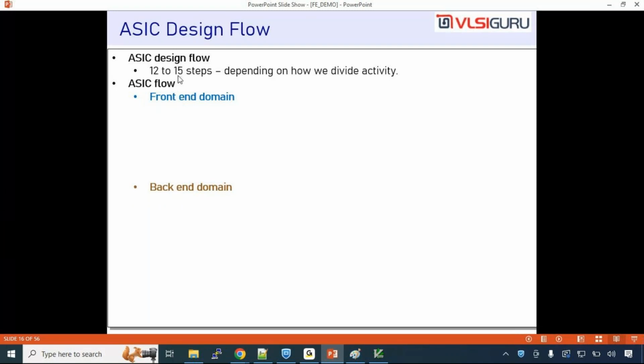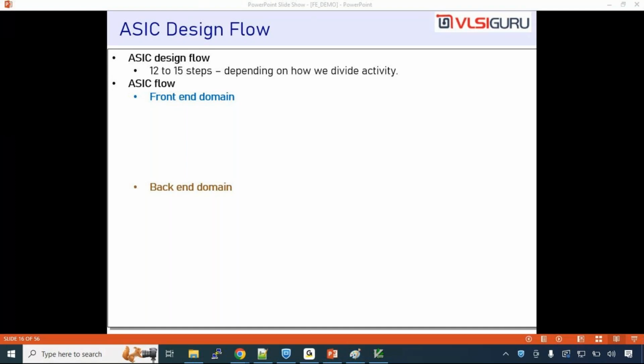So the ASIC design flow consists of 12 to 15 steps, depending upon how we divide the activity. If I ask you how many people are there in house construction, someone may say 10 people, someone may say 15 people, depending upon how they count the people, right? Same way in ASIC also, based on the complexity, based on how we look at things, we can divide the entire flow into around 12 to 15 steps.